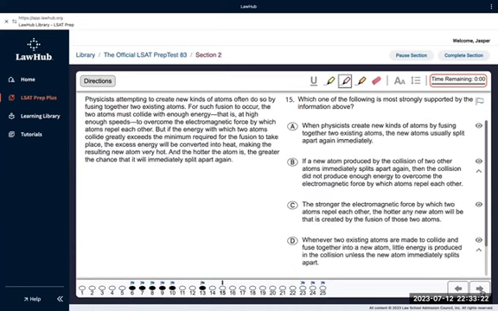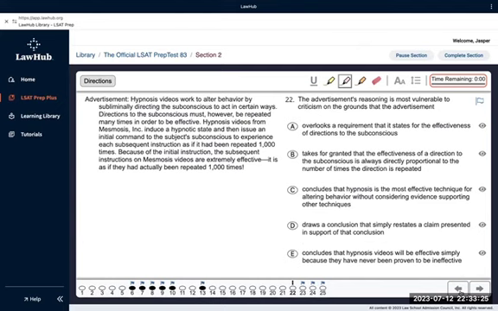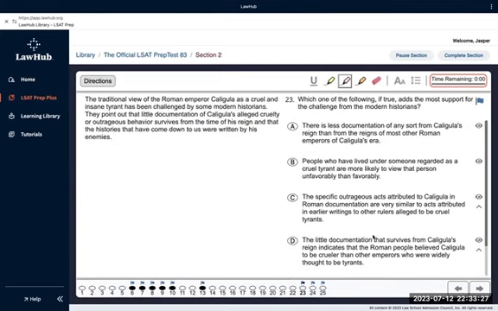All right, and the last three questions. So what question type do we have? Which one of the following, if true, adds the most support for the challenge from the modern historians? We're trying to strengthen the modern historians' position here. Stimulus. The traditional view of the Roman Emperor Caligula as a cruel and insane tyrant has been challenged by some modern historians.